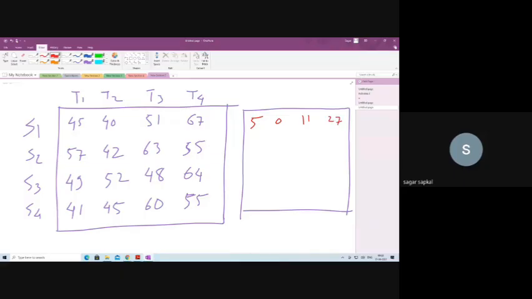Am I right? Yes or no? The first row is clear to you? Yes, sir. What is the smallest element in the second row? 42. Okay, subtract it from all other elements of that particular row.